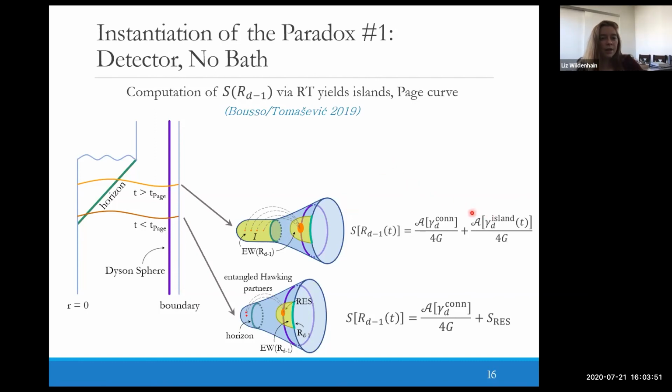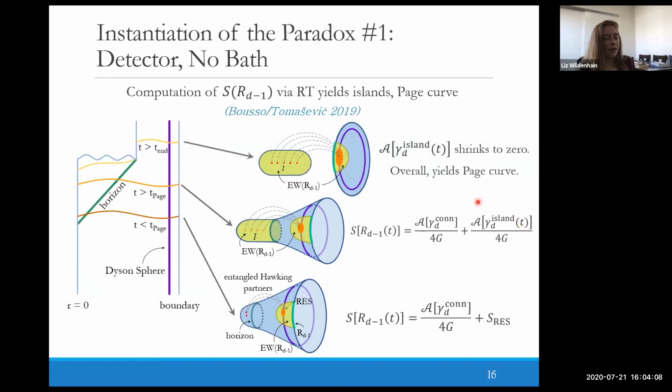And so this term here is decreasing over time because it sits right by the horizon and it decreases in area as the horizon decreases in area while the black hole is evaporating. So this gives us the falling part of the Page curve. And eventually it continues to fall until this area term shrinks to zero. And so this yields the Page curve.